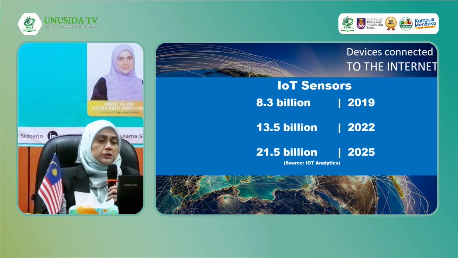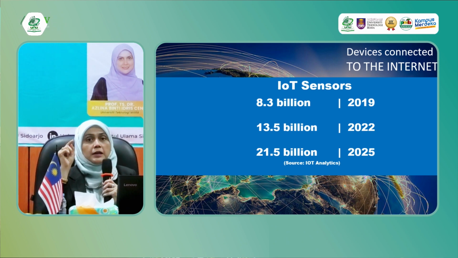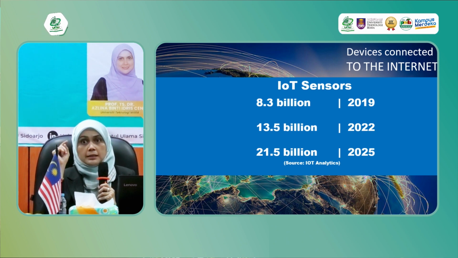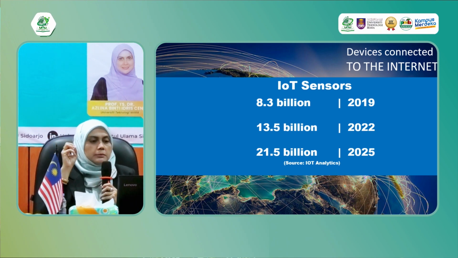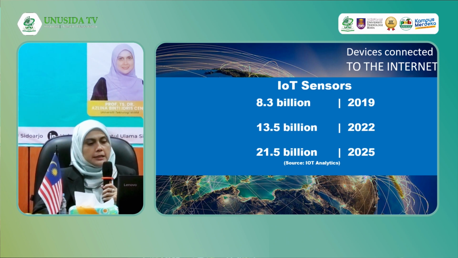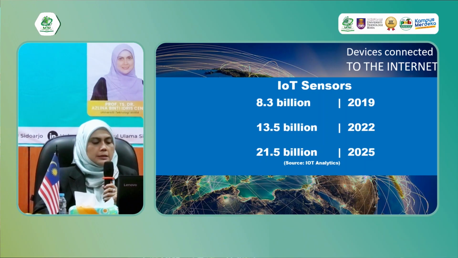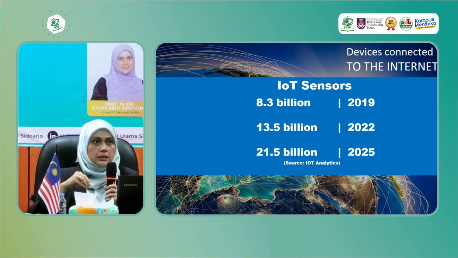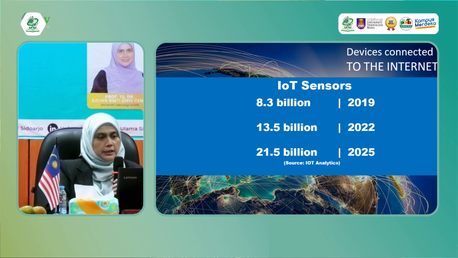Okay, in Malaysia, devices are connected to the internet. So once we talk about Internet of Things, of course we need to have IoT sensors. If you use Internet of Things, you must have the sensor. In Malaysia, we spent almost 8.3 billion in 2019, and in 2022, 13.5 billion. By 2035, we are projected to spend almost 21.5 billion. So you can see that the expense will be increasing yearly.